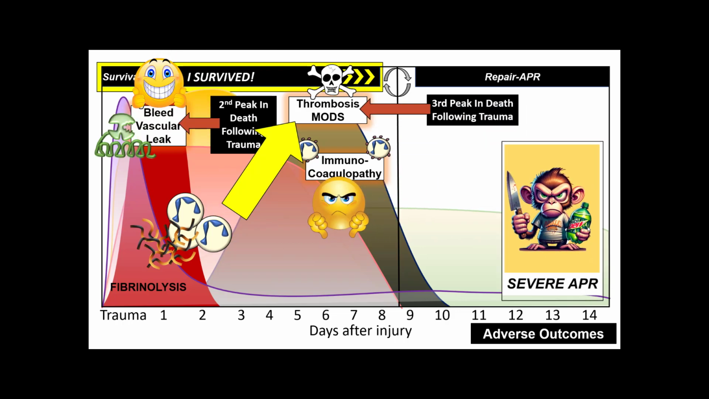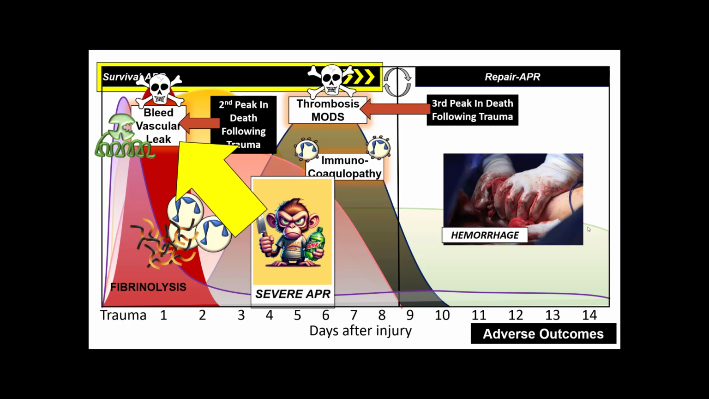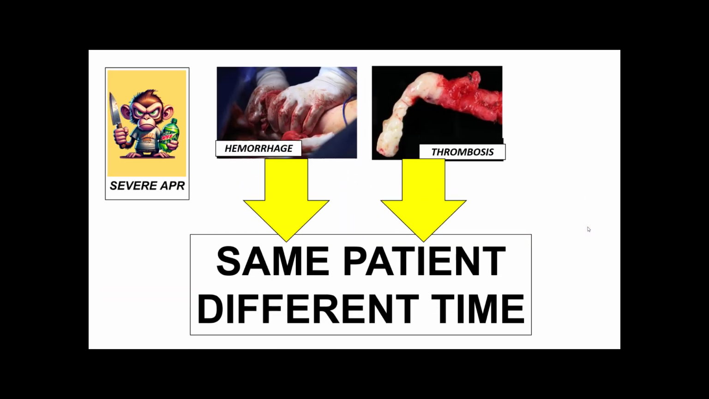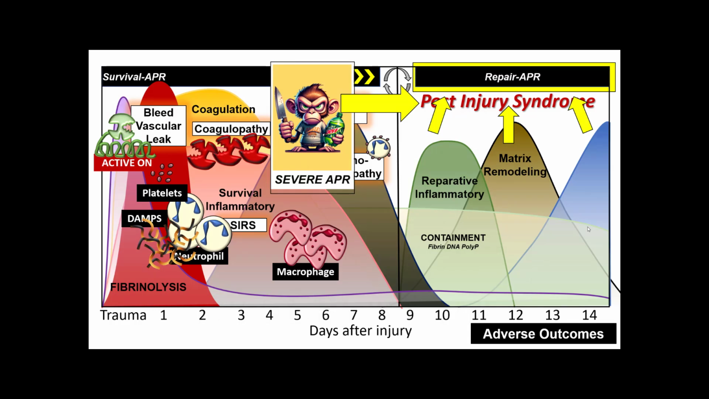So in this sense, the severe acute phase response, it's pretty easy to understand how this neutrophil activation can lead to thrombosis and MODS, but it's also what makes it so you survive the second peak in death. And so this is where we think it's really important to understand how, especially in early convalescence, the same patient is just at different times here in terms of what we're seeing.